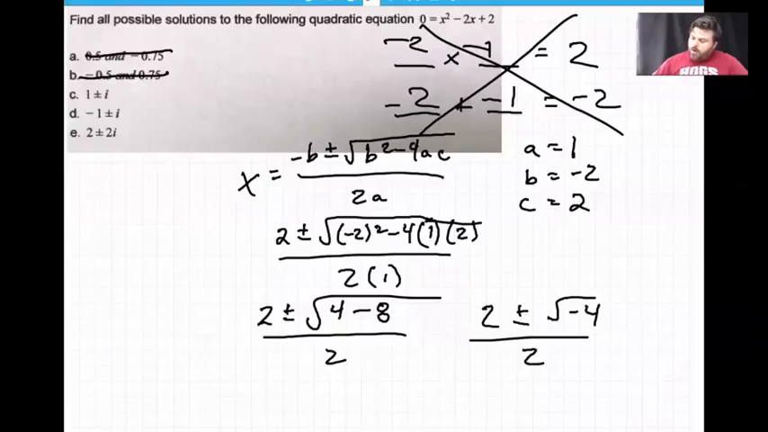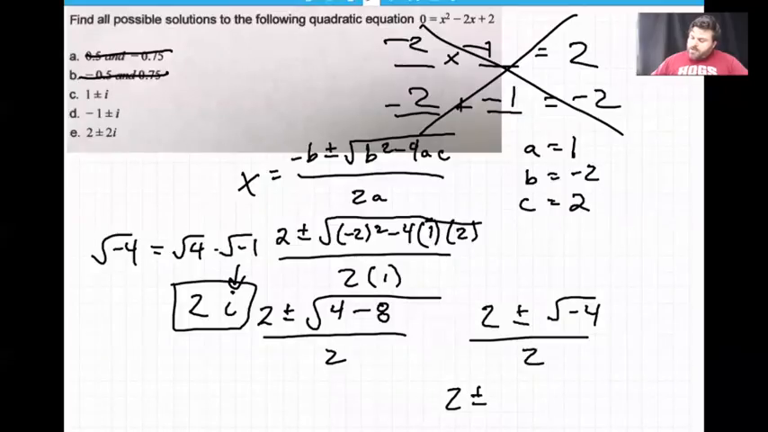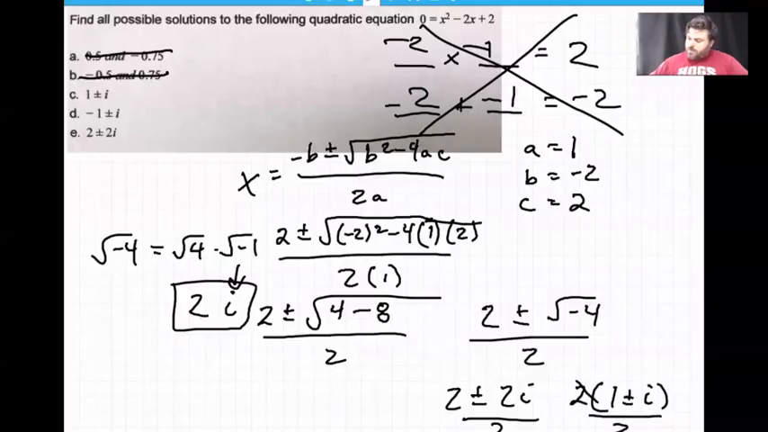Square root of negative 4, don't forget, is going to be the square root of 4 times the square root of negative 1. That's where my i pops in. Square root of 4 is 2. So I get 2i. Okay? So 2 plus or minus 2i divided by 2. Everything has a 2 in it, so I could factor out a 2. That leaves 1 plus or minus i divided by 2. 2's cancel. I'm left with 1 plus or minus i. So there we go. That's my solution C. 1 plus or minus i.